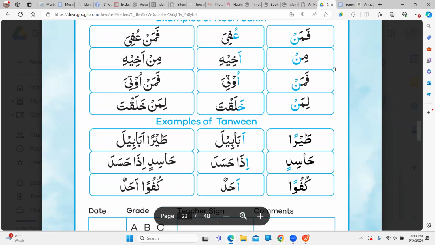Clear. Yeah, clearly. So we say after noon sakin comes letter of idhar ain. So the noon sakin will be recited clearly. So we say faman, faman. So we're not saying faman with a nasal sound. No, faman, clear. So we're telling the child clear, faman. See, clear. You see, I didn't make any sound.